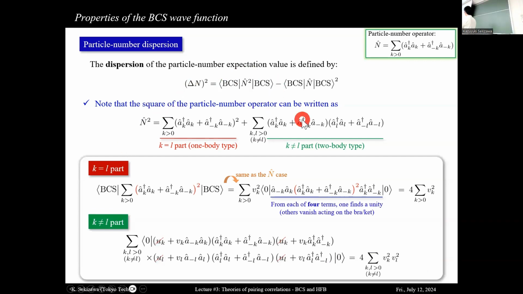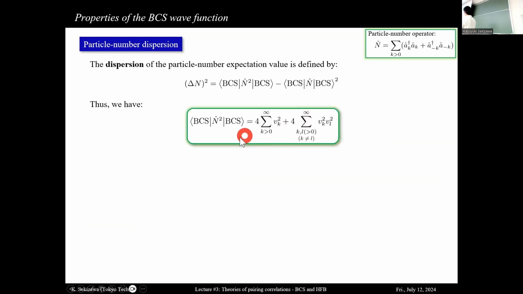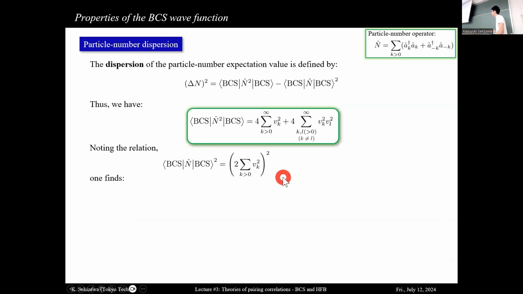evaluate this first term. So this first term can be written in this way. And to recall, this second term can be written in this way. This is just the expectation value of the particle number squared. And now it can be written in this way. So this is the summation of vk square, and it is multiplied by the same summation.